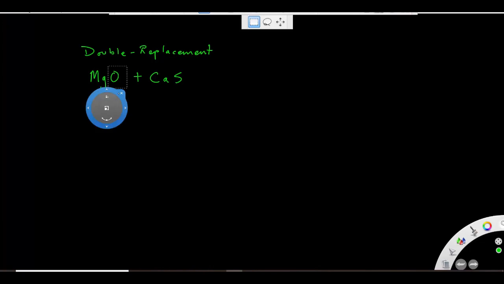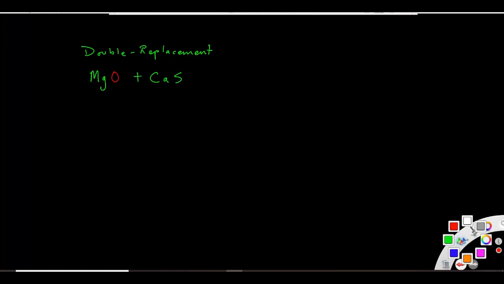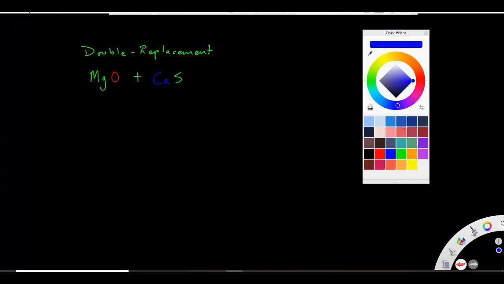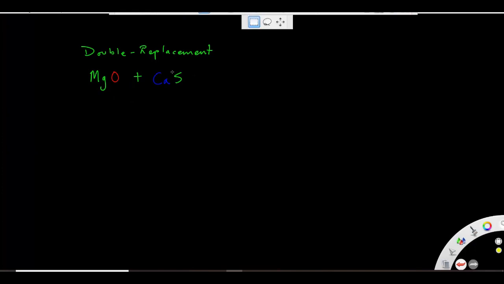Let's go ahead and change our colors here. So we'll have oxygen, and we'll have calcium. And we'll have, of course, sulfur, which has to be yellow. Well, that kind of looks like Mg, doesn't it? To replace Mg, might as well make it white. There we go. Alright, so this reaction is going to be pretty straightforward.